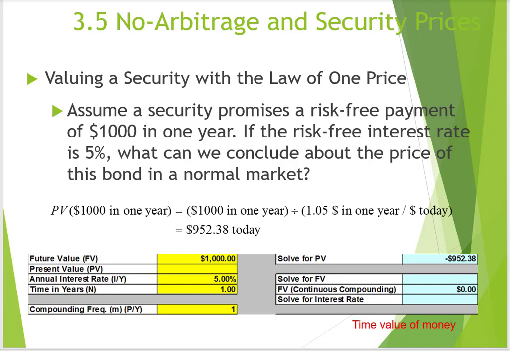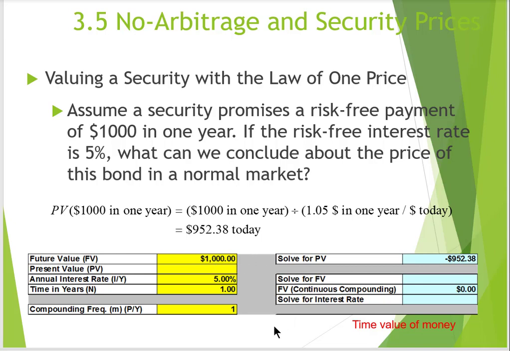Okay, in this video, we're going to see if we can put some of these concepts of buying assets and the net present value to work. So the first project here, we have a security that has a risk-free payment of $1,000 in 1 year. If the risk-free interest rate is 5%, what can we conclude about the price of this bond in a normal market? In other words, what do you expect to have to pay for this asset if the risk-free rate is 5% and in 1 year you get this $1,000?